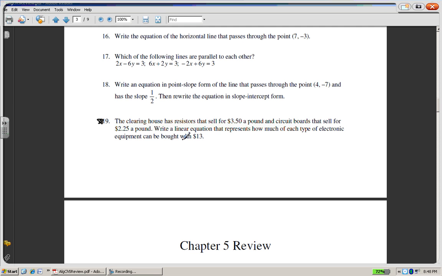Now, remember I told you there were 3 different types of things that we can look for. Well, that does not work with a standard form type of a word problem. And this is exactly that kind of a problem. Now, we do need to define, there's no way we would know if we just say randomly x and y, which one's which. So we're going to go ahead and define. Let R equal the number of pounds of resistors. We're also going to let C equal the number of pounds of circuit boards.